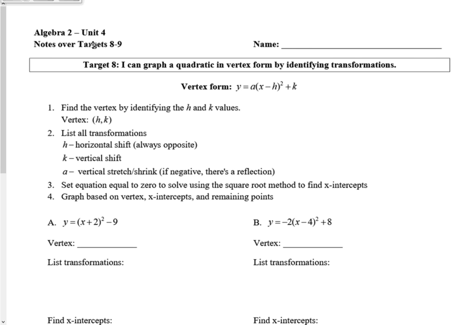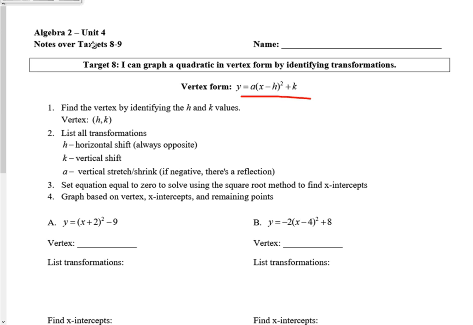Today I will be going over Target 8 and Target 9 notes on graphing quadratics in vertex form for Target 8 and Target 9 standard form. Vertex form for quadratics is called vertex form because it tells you the vertex. So as you see in the general equation up here, that is how our vertex form will always look.